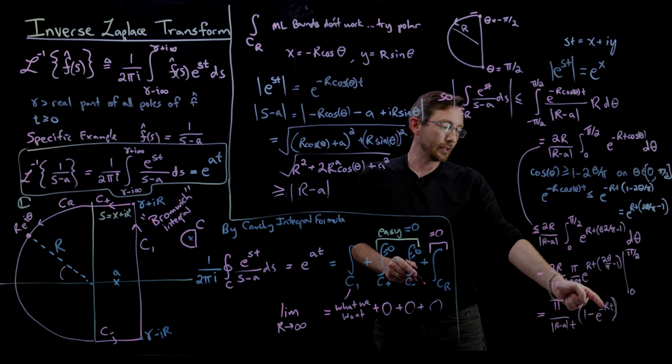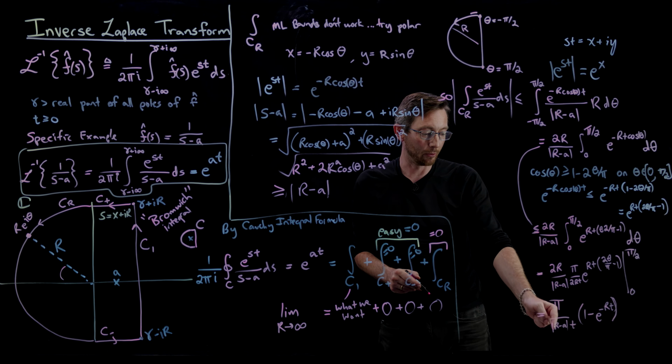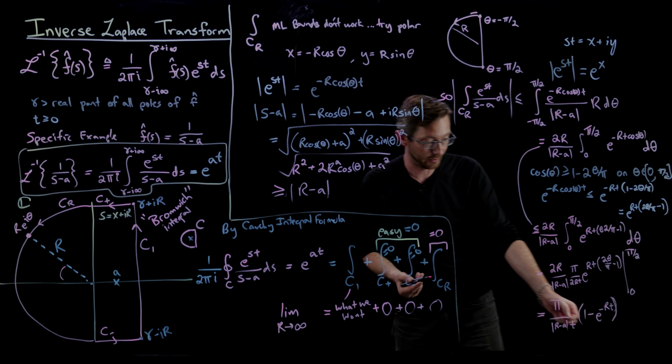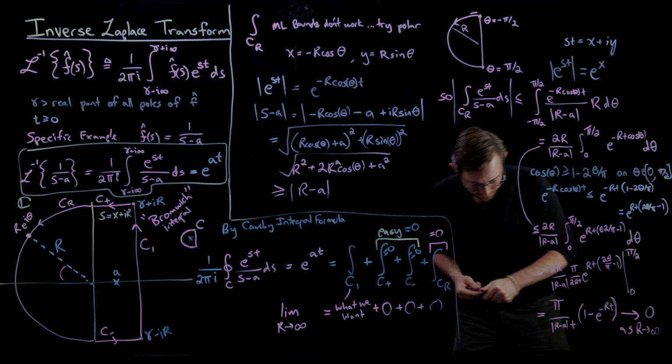And e to the minus rt, as r goes to infinity, goes to 0. So this whole expression goes to 1 as r goes to infinity. And pi over norm of r minus a, the norm of r goes to infinity as r goes to infinity. So this whole thing goes to 0 as r goes to infinity.